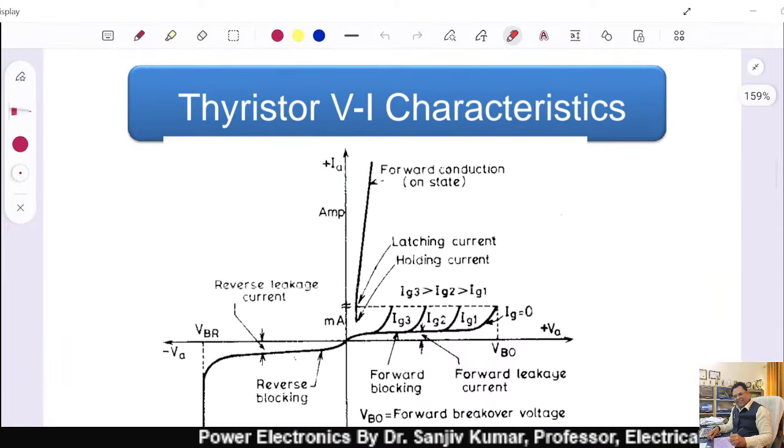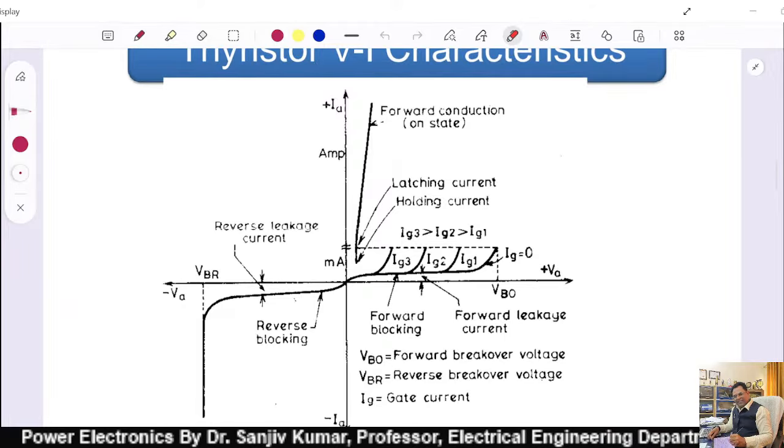All these figures I have taken from the PS Bimbhra book, so easily you will get all this in that particular book, right? And I will appreciate it if simultaneously you will draw these circuits in your notebook as well, right?